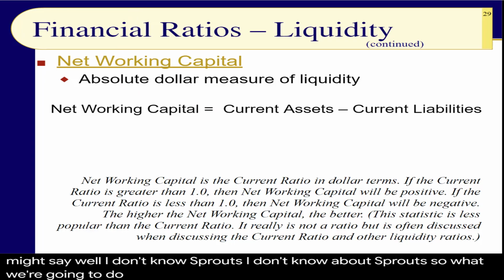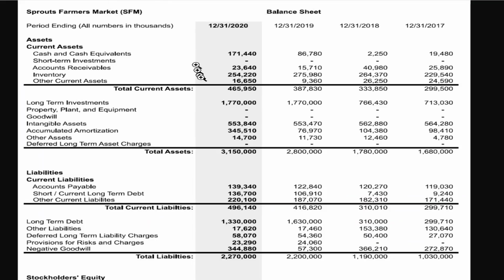So what we're going to do is that calculation. We're going to take $465,950 and subtract the $496,140. Okay, if I'm going too fast, just stop, slow down, go back and make sure you find these numbers. And that turns out to be $30,190,000. So they have $30 million less in their current assets than in their current liabilities.